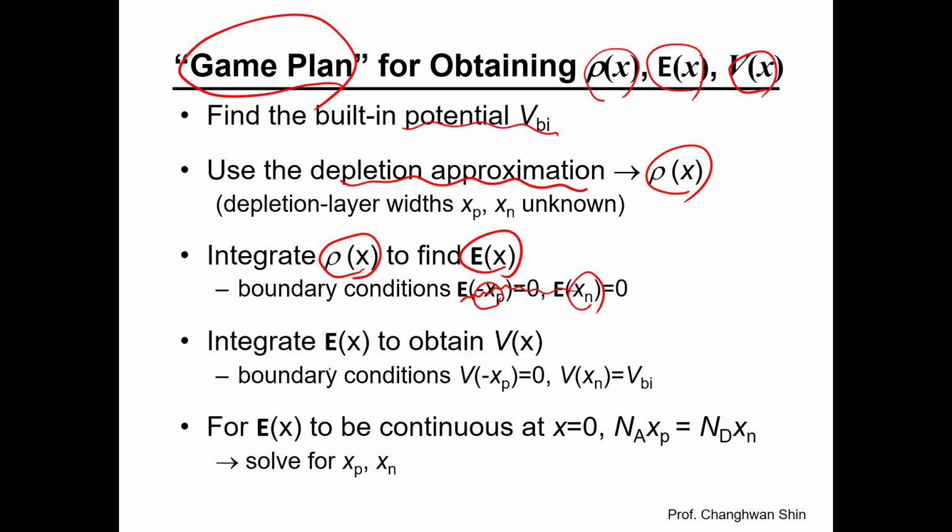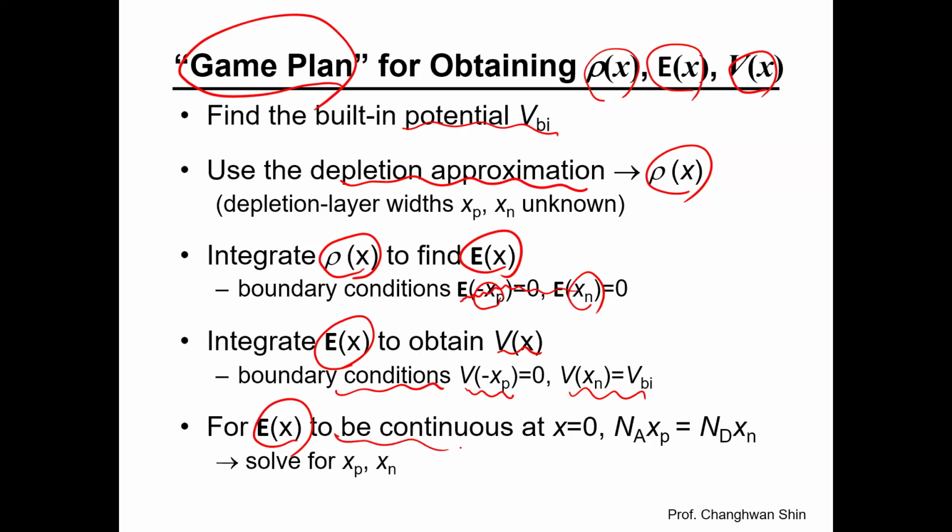Then we will integrate the electric field E of x to obtain the potential V of x using boundary conditions that set V of minus xp equal to 0 as a reference point. Another boundary condition is V of xn equals V sub bi, the total built-in potential across the junction.